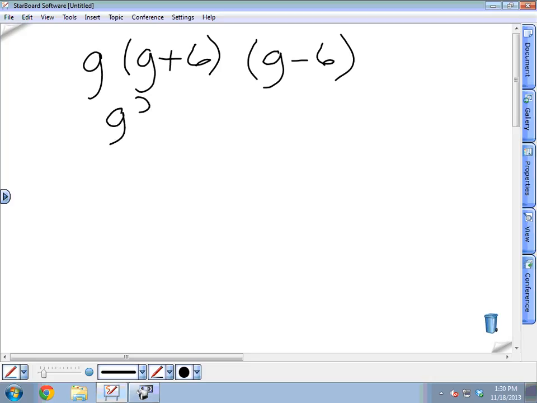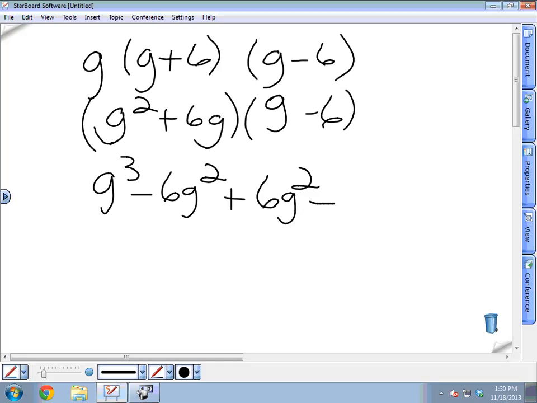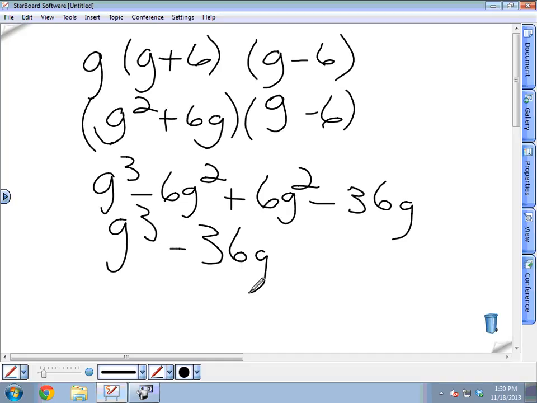So you could say, for example, call this g squared plus 6g, and then, it's not a 9, and then multiply this by g minus 6. You could do that, and then you'd have your first, g cubed, your outer, your inner, and your last, minus 36g. And combine that to g cubed. Notice those will cancel out, minus 36g. You could do that. I think it would be easier not to do that. I think it would be easier to do it the other way.